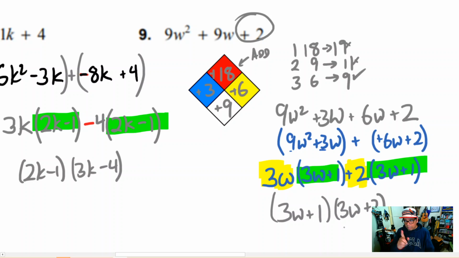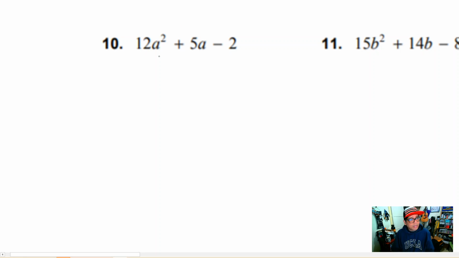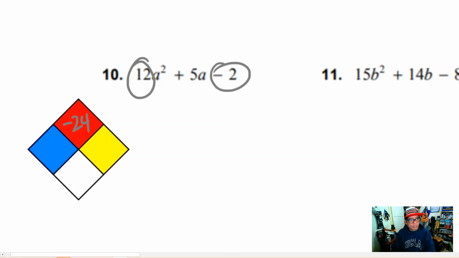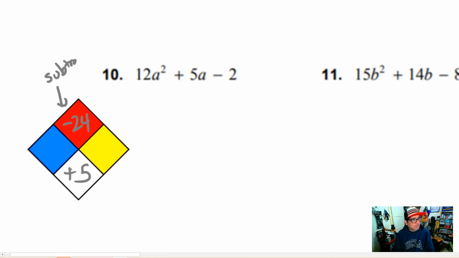Okay, so getting a little bit faster here. Let's try another one. My number 10 is going to be 12a squared plus 5a minus 2. We'll get our diamond here. We're going to do 12 times negative 2, that's negative 24. Plus 5 goes in the white square. So we're looking for two numbers that multiply to make 24 and subtract to make a 5. We'll start with the factors of 24.